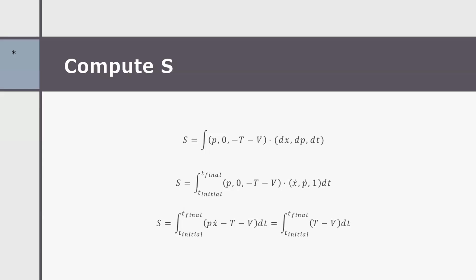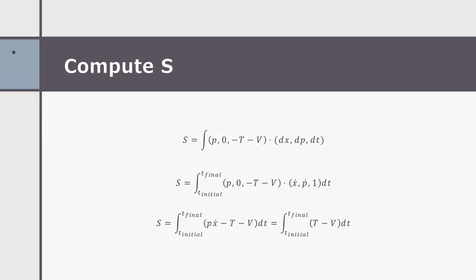I say here's a claim that S is equal to this A vector dotted into dr, okay? And my claim is that a suitable A vector here is p, comma 0, comma the negative of the total energy, minus H. And I'm dotting that into dx, dp, dt over a path, right? Well, if I take dt out, then I'm dotting p, 0, and the Hamiltonian into x dot, p dot, and 1.